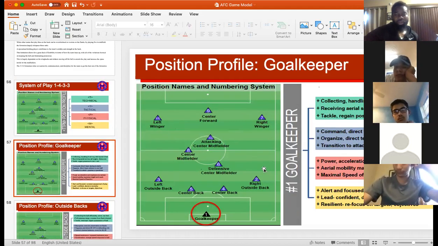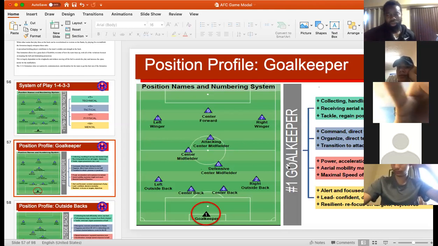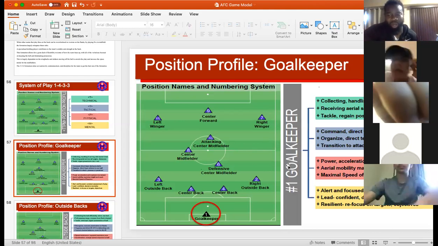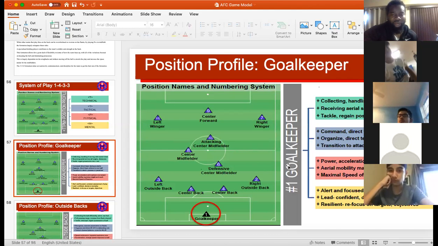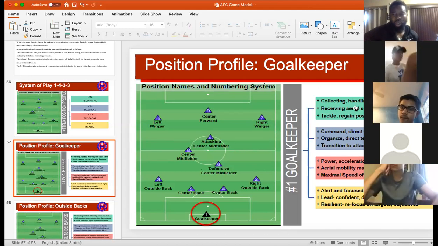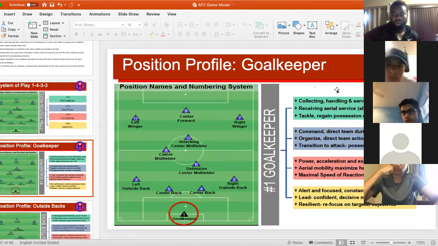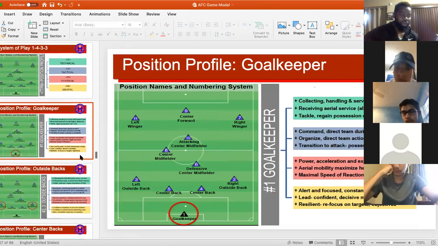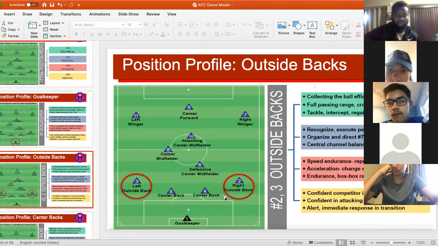So again, you come to the profile of the players. Now, if I'm a player, what are my responsibilities? What do I need to have? What are my characteristics? We call it profile. So again, these are the profiles for the goalkeeper, on the side over here. As a left and right back, these are your profiles. So these are the qualities you need to possess in order to play that position.